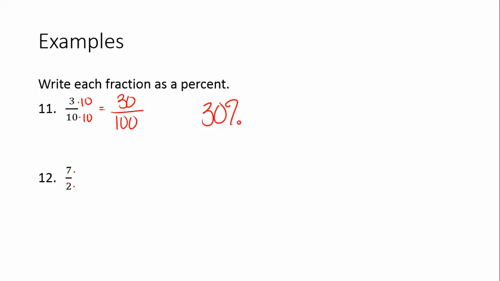Number 12, again, we have an improper fraction. We're going to multiply the top and the bottom by 50. That's 350 over 100, or 350%.